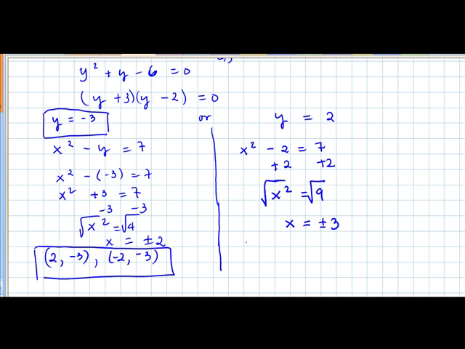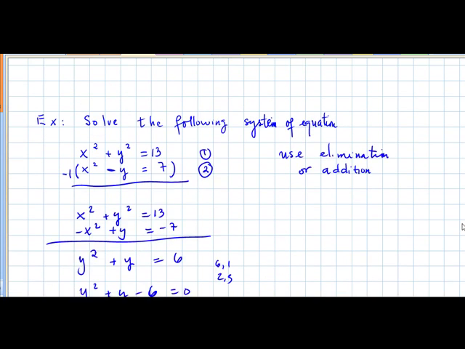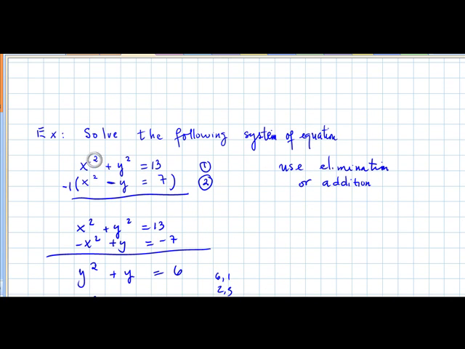So this means when y equals 2, I have 3 for x and 2 for y, and minus 3 for x and 2 for y. So I have another 2 solutions. So in total I have 4 solutions for this problem. If you like to check by hand, you have to check each of these solutions by putting it back inside our system and make sure that it's true.